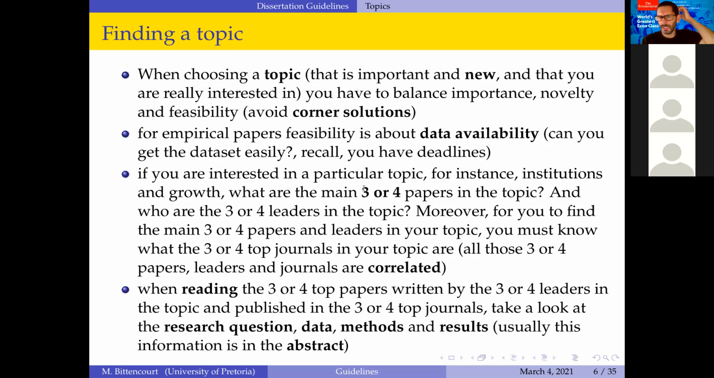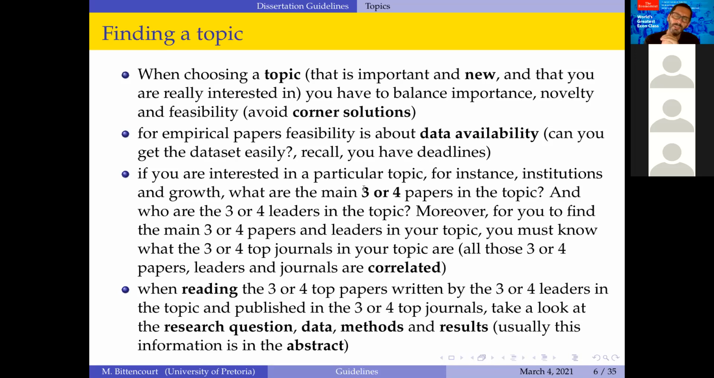What else? When reading the 3 or 4 top papers written by the 3 or 4 leaders in the topic and published in the 3 or 4 top journals, take a look at the research question. What is the research question? This is an important skill, folks. When you do a literature review, that's what you have to write about. It's the research question of the paper. It's the research question of your paper at some point. Also the sort of data that they use, the methods that they use, and the results.